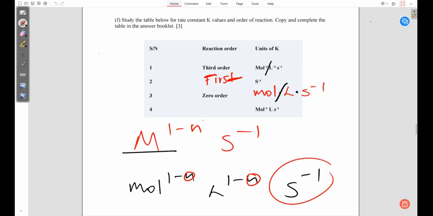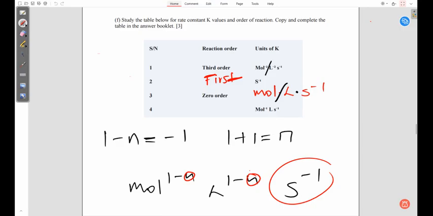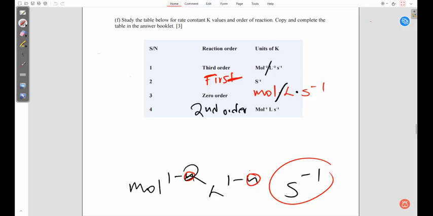And then for the last one, this is negative 1. So how can we get a negative 1 for the mole exponent? 1 minus n, for it to be equal to negative 1, 1 plus 1 is equal to n, so n is equal to 2. So that gives us a second order. For sure, if you plug in 2, that would be mole negative, and then the liter would be negative. If it goes to the top, it would just be positive.